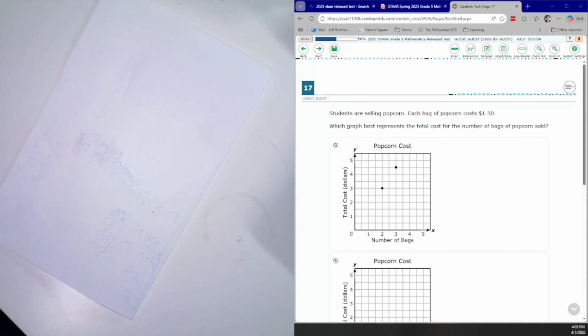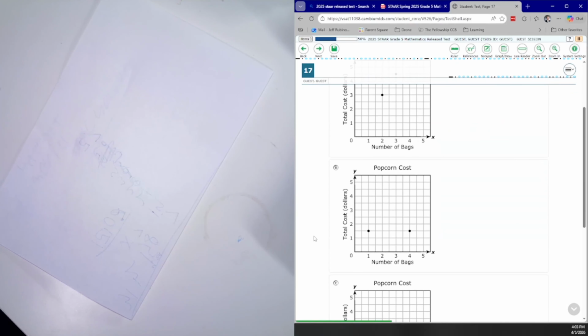Let's work on question 17 of the 2025 fifth grade STAAR math test. My question is, which graph best represents the total cost for the number of bags of popcorn sold? Okay, I know that each bag of popcorn costs $1.50. So I'm going to look, and here's my one bag, and it costs $1.50.